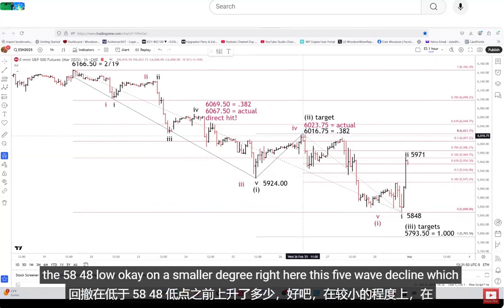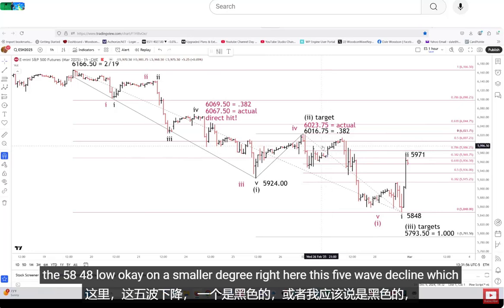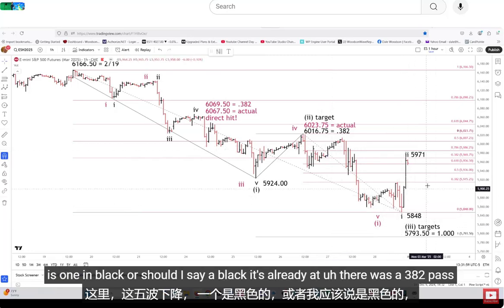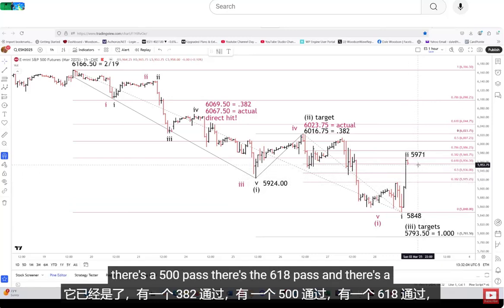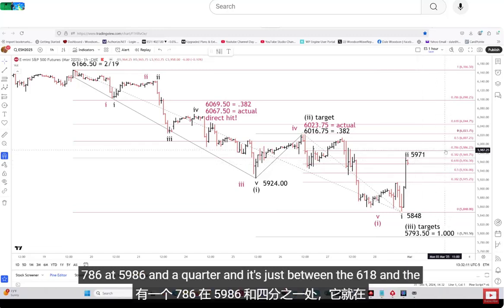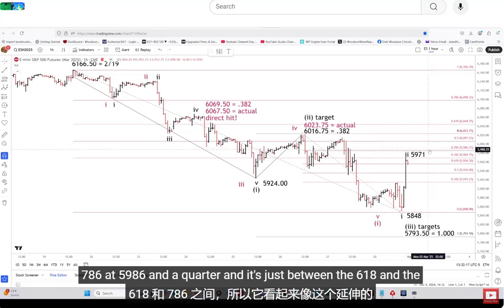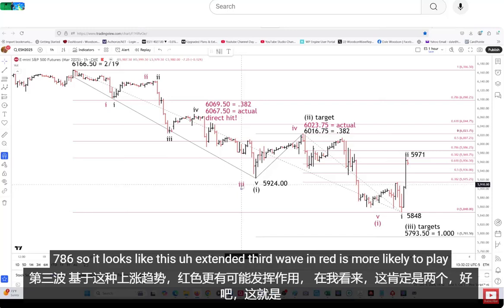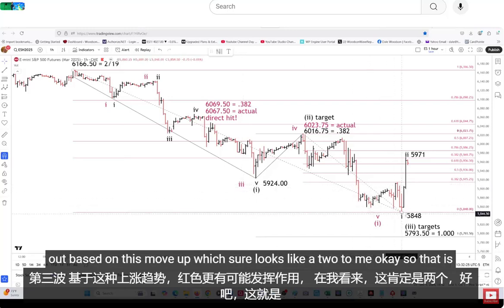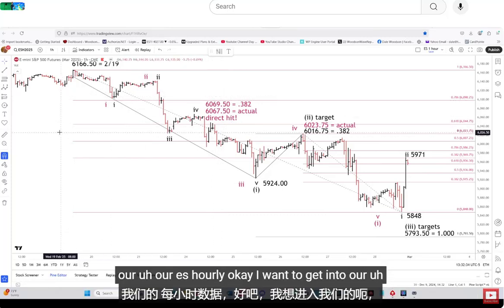Okay, on a smaller degree, right here, this 5-wave decline, which is 1 in black, it's already at, there was the 382 pass, there's a 500 pass, there's the 618 pass, and there's a 786 at 59.86 and a quarter, and it's just between the 618 and the 786. So it looks like this extended third wave in red is more likely to play out based on this move up, which sure looks like a 2 to me. Okay, so that is our ES hourly.